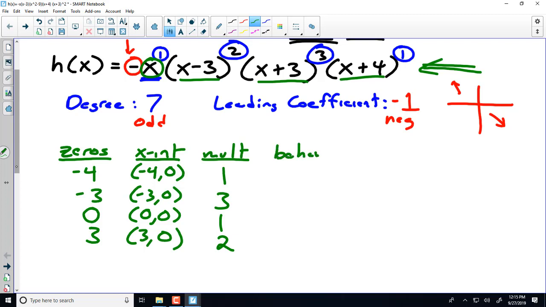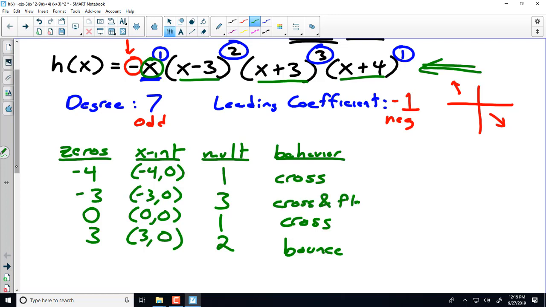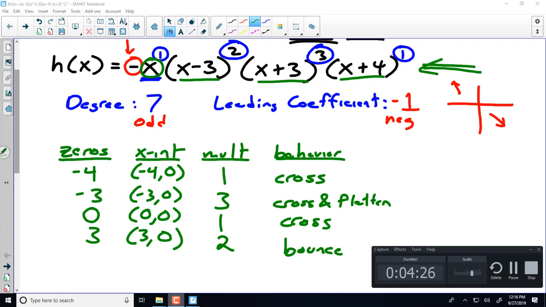Behavior. If the multiplicity is 1, you just do a nice clean cross. If the multiplicity is even, 2, 4, 6, 8, something like that, you do a bounce. And if the multiplicity is odd but not 1, like 3 or 5 or 7 or 9, and so on, then you'll do what we call a cross and flatten, or what some people call a wiggle. All right, that was a lot of work to get all that, but we are ready to draw the graph, so let's do that now.